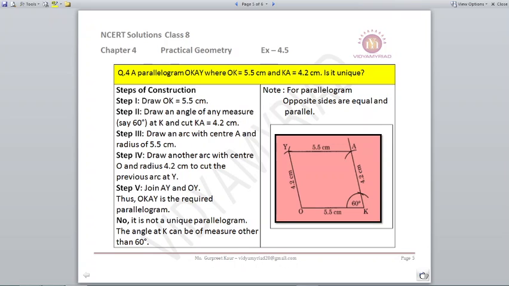Now the question is, is it unique? No, it is not a unique parallelogram, because we can construct any measure of angle on any one of the vertices given to us. We have just assumed here K as 60 degrees. You can assume 90 degrees also, you can assume 45 degrees also. It is your choice.